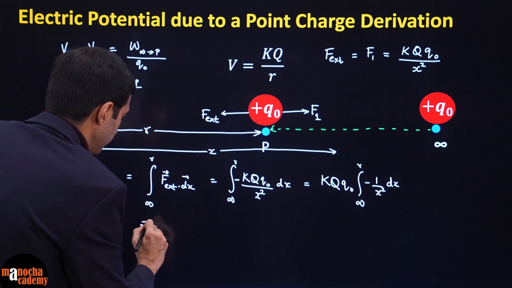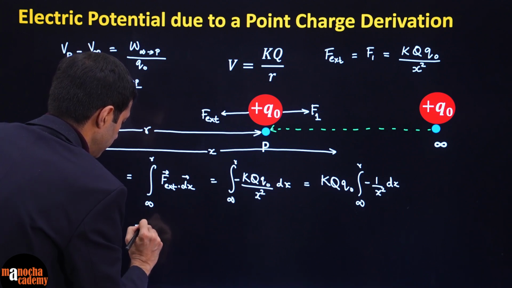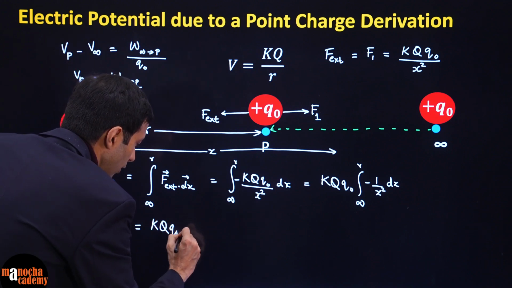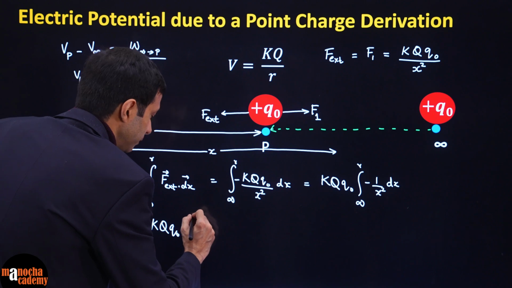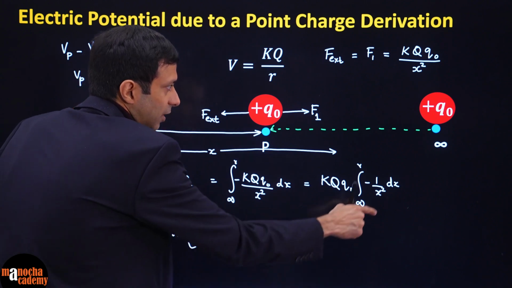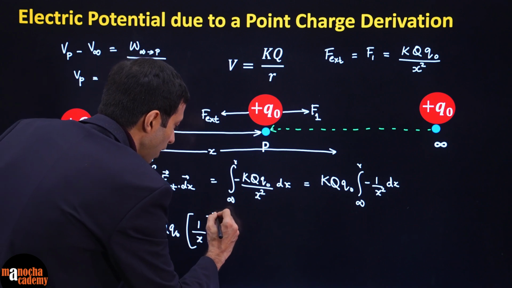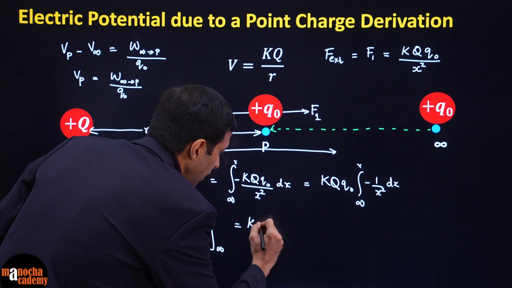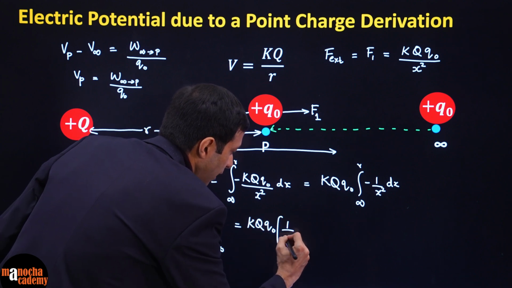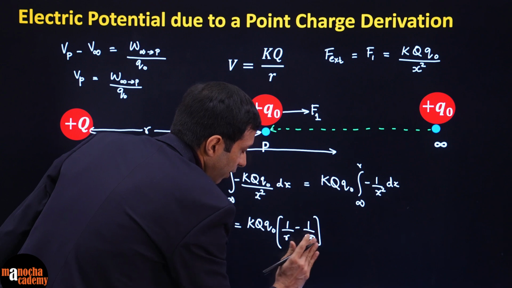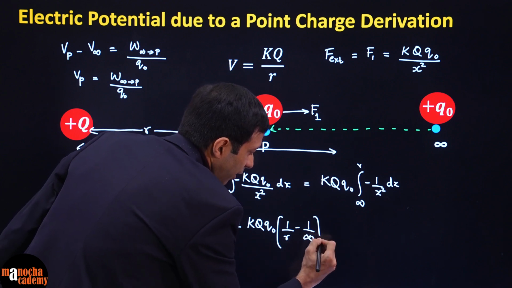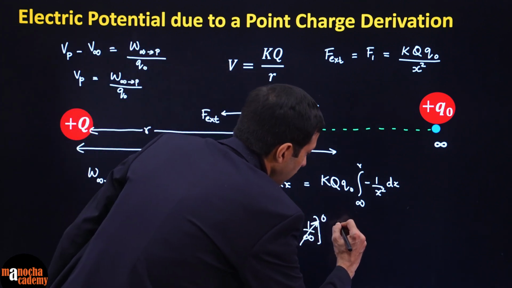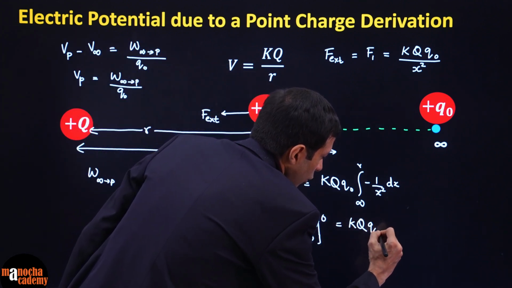So if we continue this integration, we'll get k, q, q naught, and this integration will give me 1 by x. So it's a minus 1 by x, but the minus will cancel from r to infinity. Now just substitute the limits, guys. So what do you get over there? K, q, q naught, 1 by r minus 1 by infinity, and 1 by infinity, all of you know, is what? 1 divided by a very large number. This is basically 0. So that's what we are left with: K, q, q naught by r.